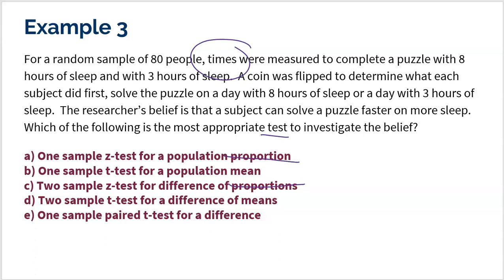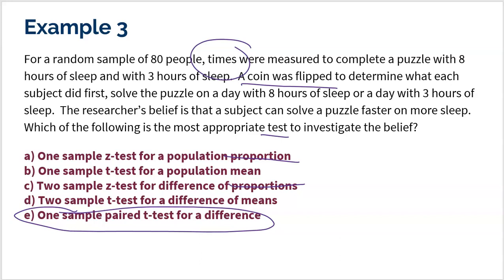Now, it does say that there's one sample of 80 people, but notice they actually got measured twice. All 80 people did the puzzle with 8 hours of sleep and with 3 hours of sleep. Now, they did flip a coin to determine what they did first. Did they do the puzzle with 8 hours or 3 hours? And then they switched, a couple days later. But this is a clear sign of that special scenario, a one sample paired t-test, because we have 80 subjects that we measured twice. How long did each person take to solve a puzzle with 8 hours? And how long did they solve the puzzle with 3 hours?